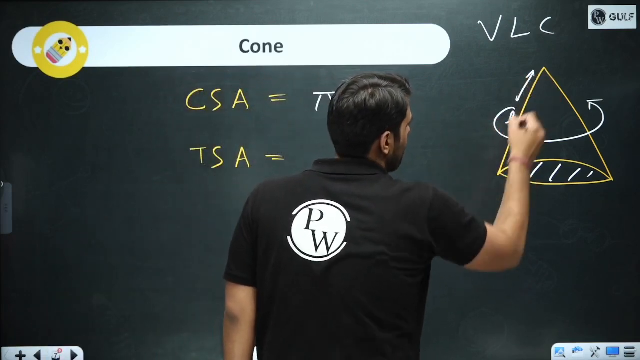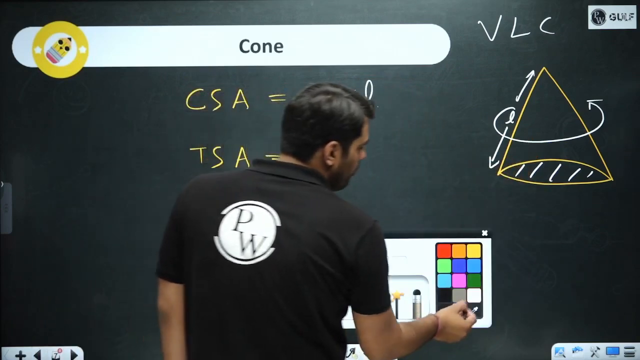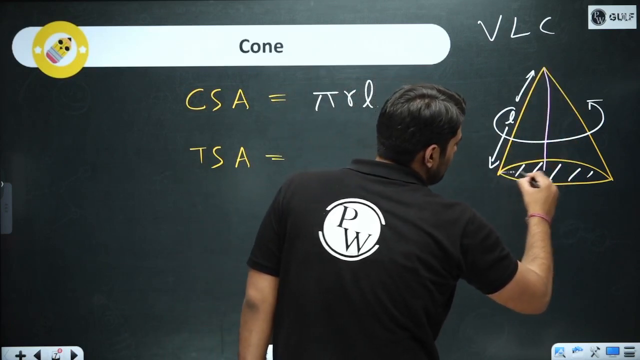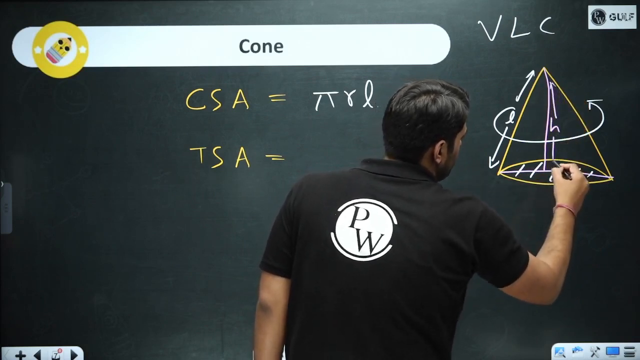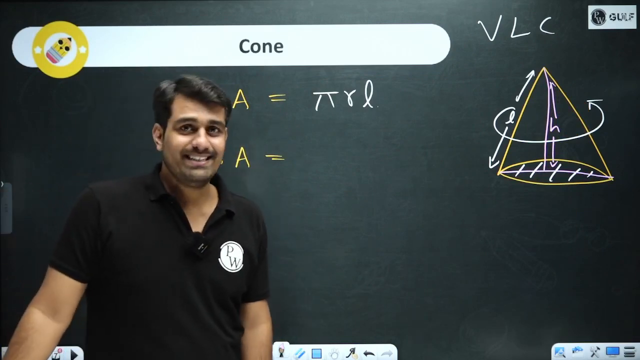This is the slant height. How is it different from the height? When we talk about the height, we are talking about the perpendicular height, from the top to the base. This is the perpendicular height. So H is different, L is different. Is there a relation between those? Yes, there is a relation.